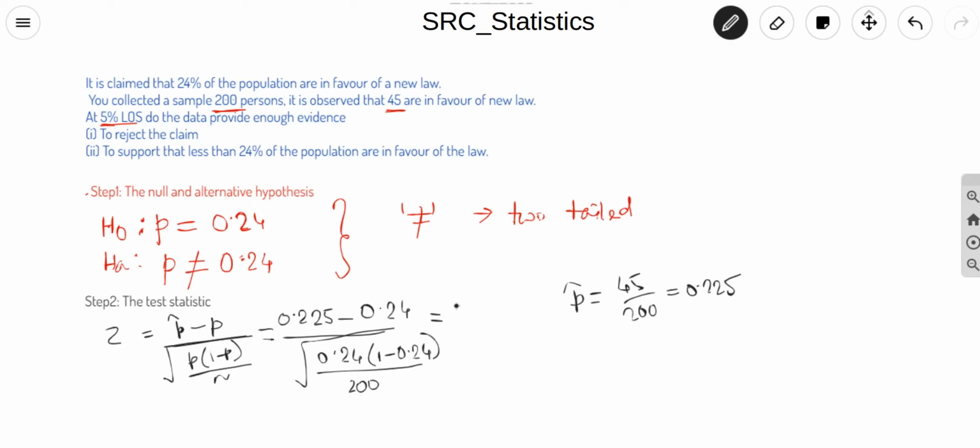After calculation, we get the value as negative 0.50. I keep the value as up to 2 decimal places. Okay, generally test statistic values are kept up to 2 decimal places if not asked otherwise. Okay.